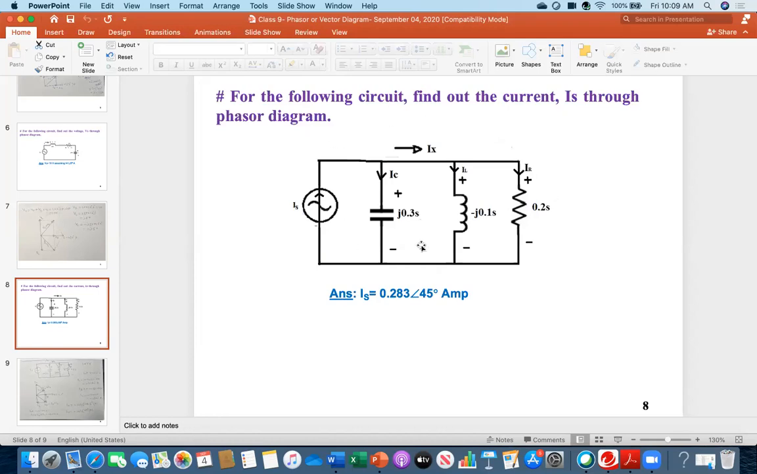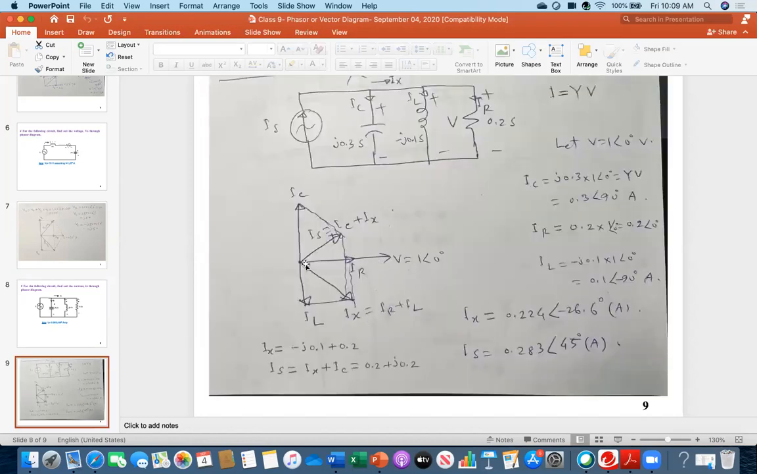Everybody see, because this is a parallel circuit, in the phasor diagram voltage should be my reference. Voltage is my reference, so I assume it is at an angle of 0. Now go one by one. Where should the current go for the capacitor component? Current should go 90 degrees, because current leads voltage by 90 degrees in the case of a capacitor.